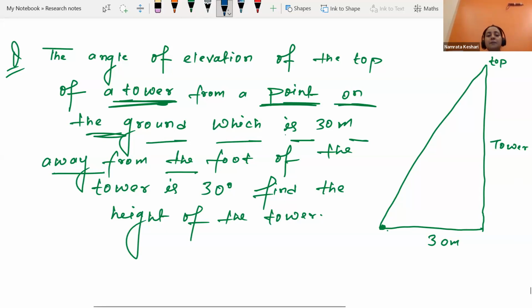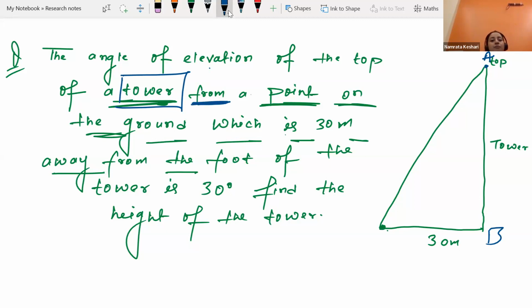So basically, at first, we realize that there is a tower, and we draw a tower. Okay, let's say AB is the tower. Now what to do? So angle of elevation is there. We don't know where is the angle. Okay, angle of elevation of top of the tower, from where? From a point on the ground. Okay, on the ground maybe there is a point.